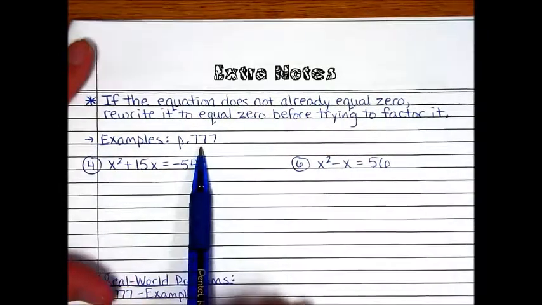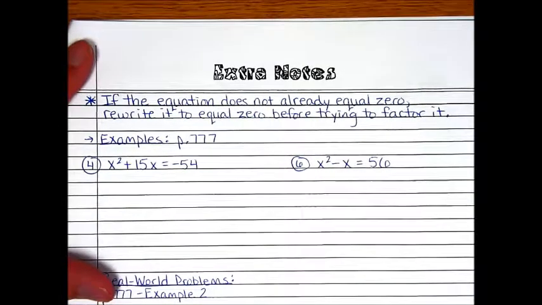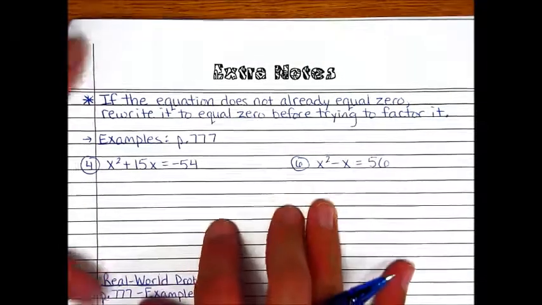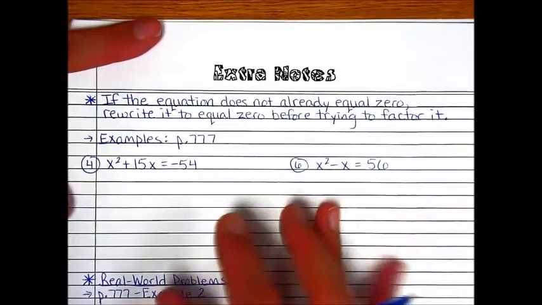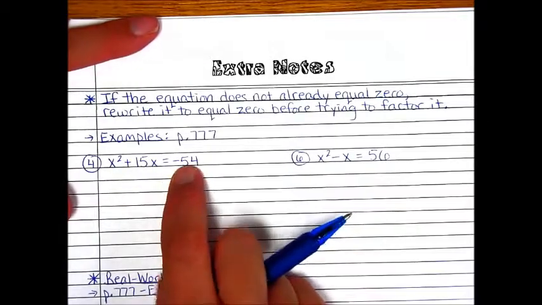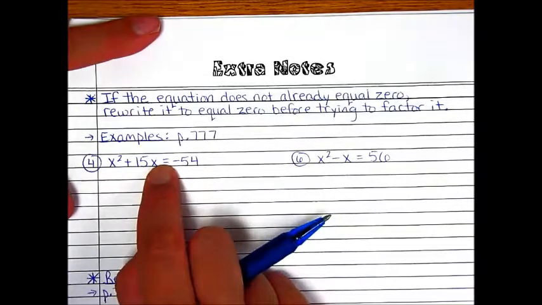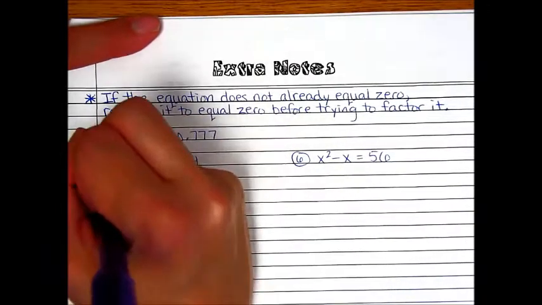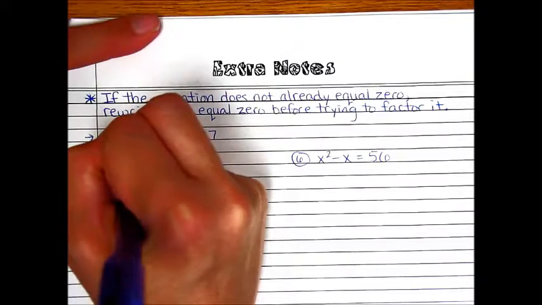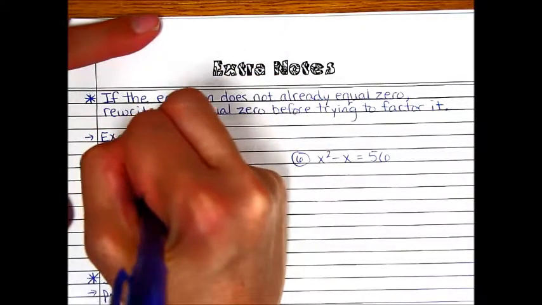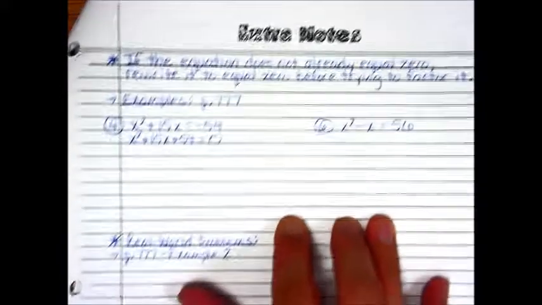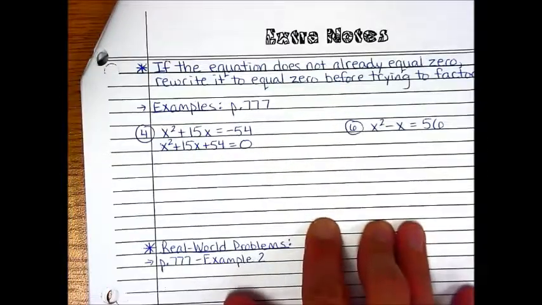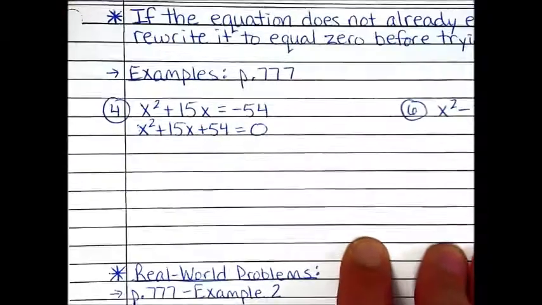Okay, see these examples right here? X squared plus 15x equals negative 54. Okay, that does not already equal 0. You have to make that happen before you try to factor it. So all that takes is simply moving the negative 54 over to this side and making it a positive 54. So you're going to have x squared plus 15x plus 54 equals 0. Okay. All right, now you're going to factor that.